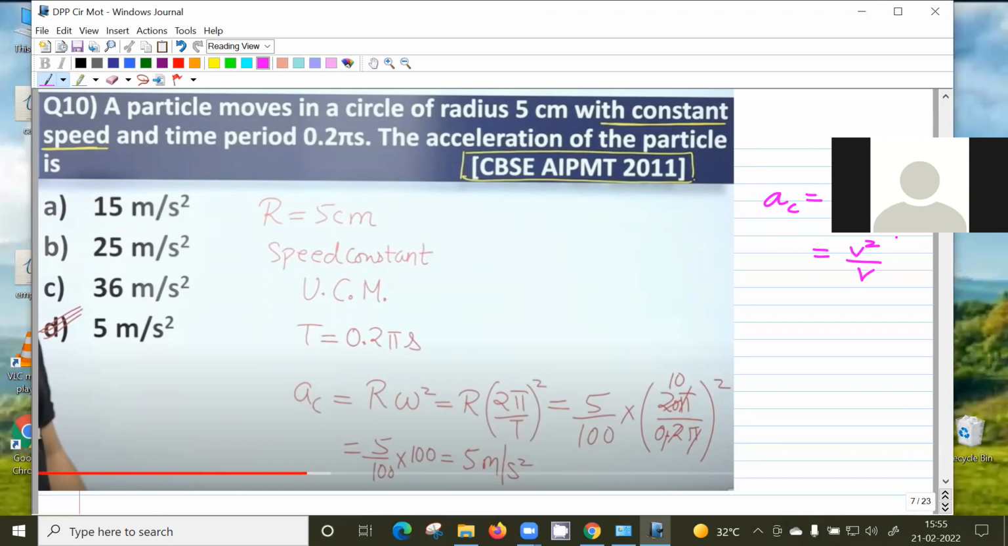V equal to r omega. One of them you have to remember: v square by r, and v is omega into r. So from this you will get the answer, and omega is 2 pi by T. T is given, so get the answer. Five, sir.